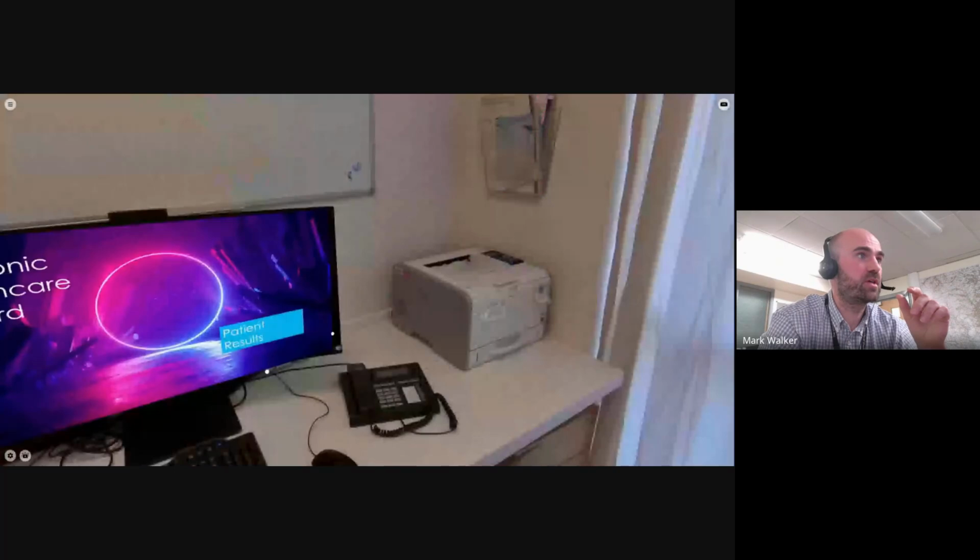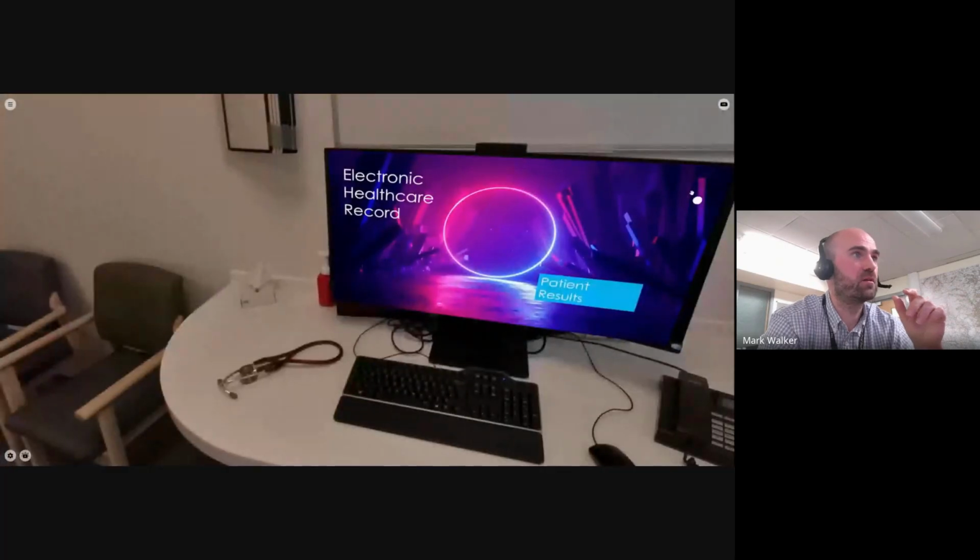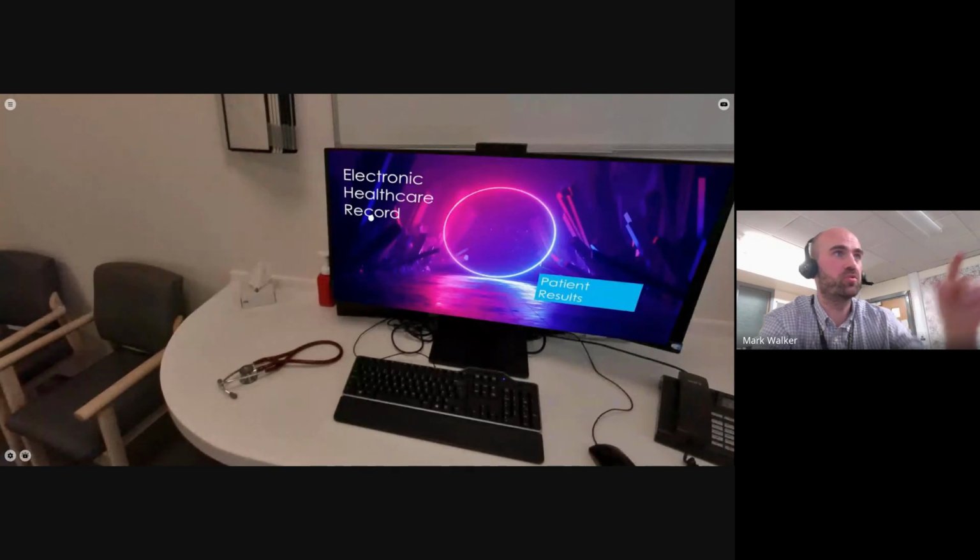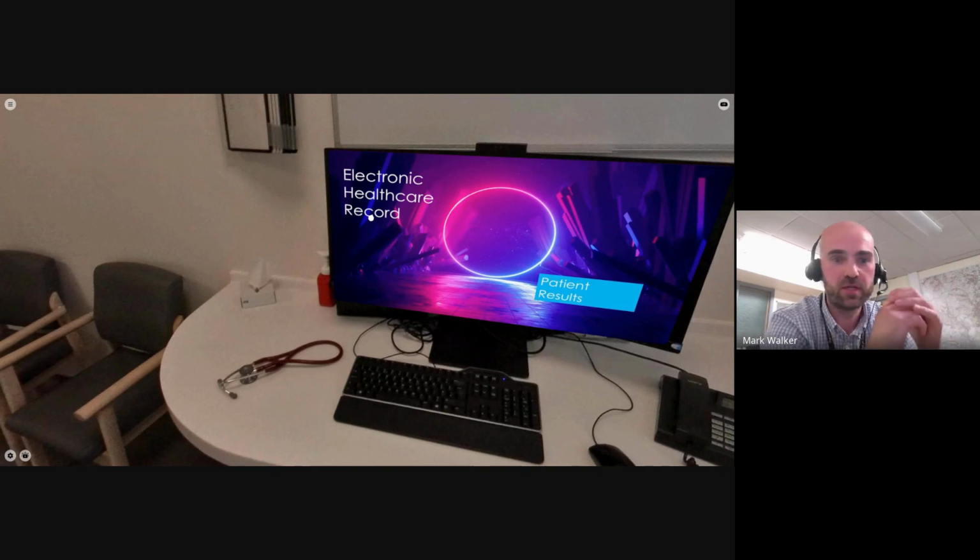So this here, this sort of purple space here where it says electronic health record, that is an image which I built on PowerPoint, turned it into a JPEG and just brought it in, and I've just made it fit in front of the monitor. So I've got a blank version where the monitor is just there, but this is all layered from different images which I've imported.